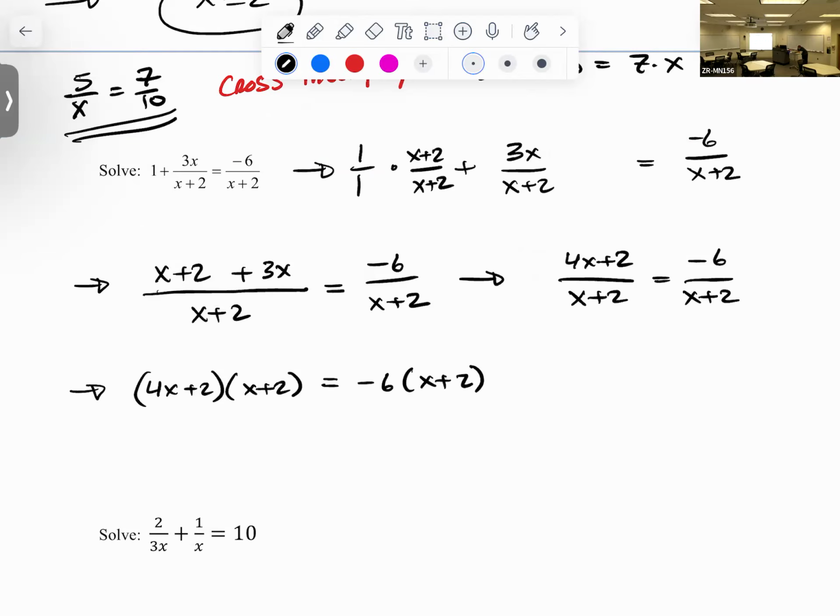This is why I don't like this technique. Divide both sides by x plus 2. That cancels there, that cancels there, that cancels there, that cancels there. And oh, look what we end up with. 4x plus 2 equals -6. But the concept of what you're doing is cross multiply. But you have to do an additional step because you have variables all over the place. And then from here, -2.